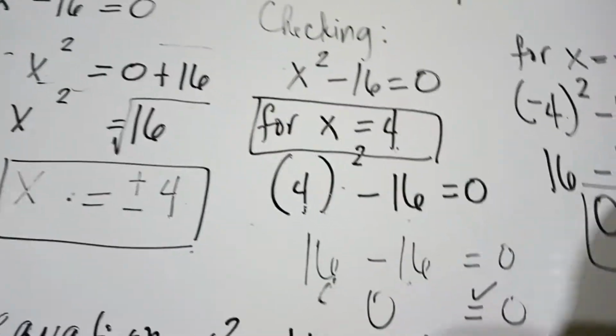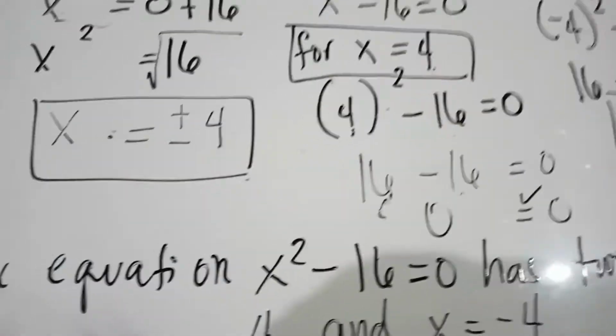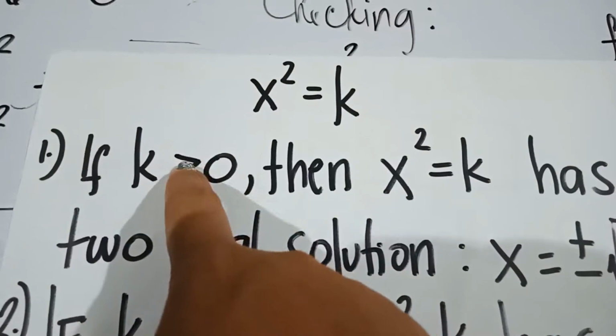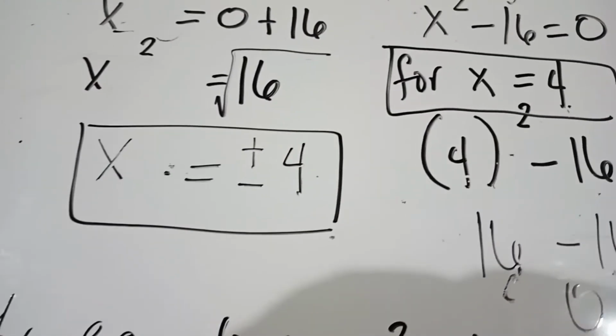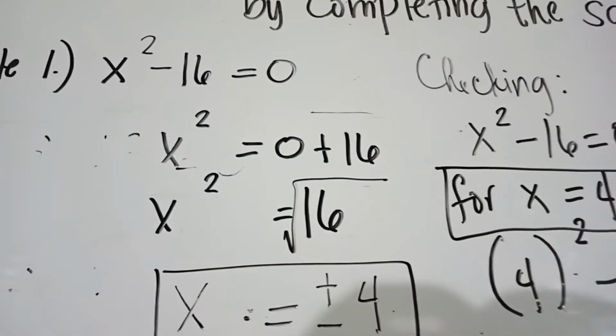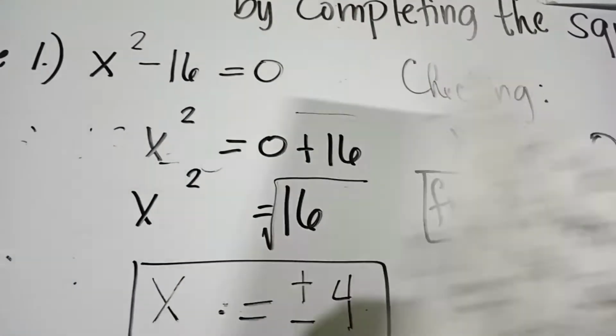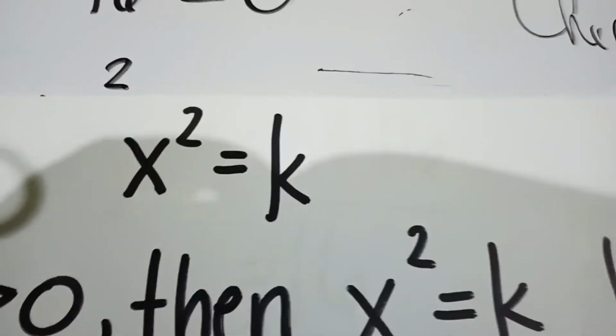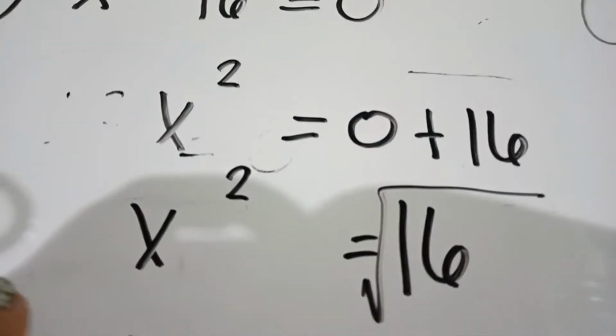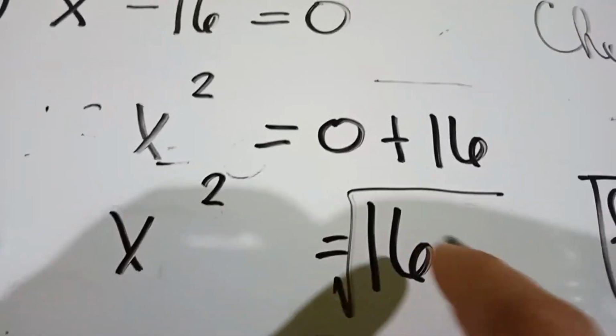Okay? Dahil ano nga ang sabi sa property natin? So, balikan natin yung property. Ang sabi dito, if k is greater than 0. Ano ba yung nakuha nating k? Sabi natin x squared is equal to k. So, ano ba yung x squared natin dyan? X squared is equal to 16.